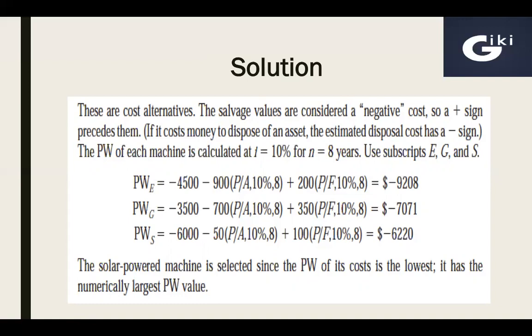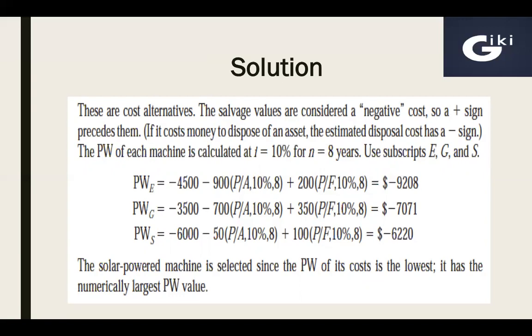Finally, we need to calculate the present worth of the solar machine, which is minus 6,000 initial investment and minus 50 annual operating expenditures multiplied by P over A factor for 10% and 8 years, plus $100 salvage value at the end of the 8th year, converted at time 0 by using the single payment present worth factor for 10% and 8 years. And the resulting amount will be minus 6,220.